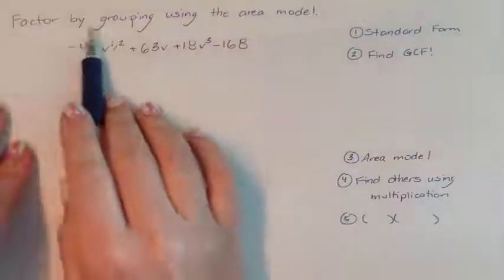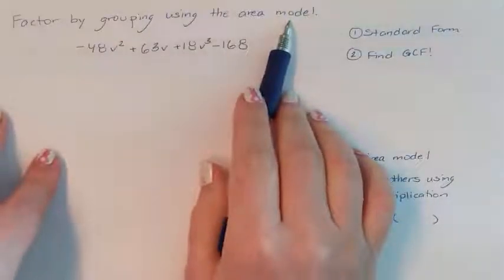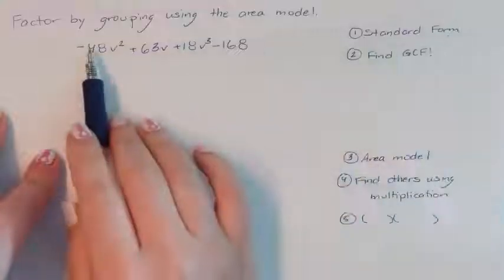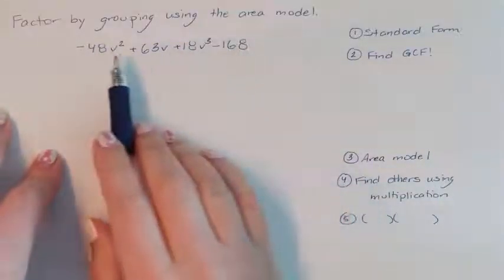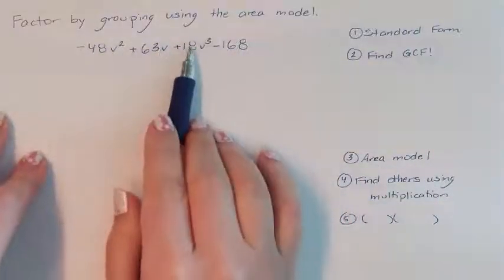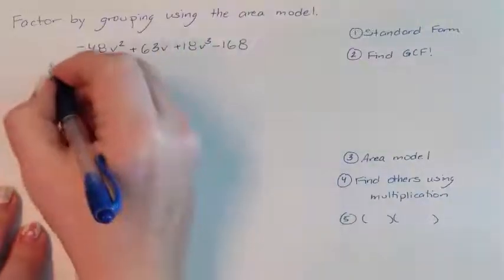So we're being asked to factor by grouping and using our area model. The very first thing you need to do is make sure you're in standard form. Standard form means the highest exponent goes first. My highest exponent is not going first, so I need to rewrite it.